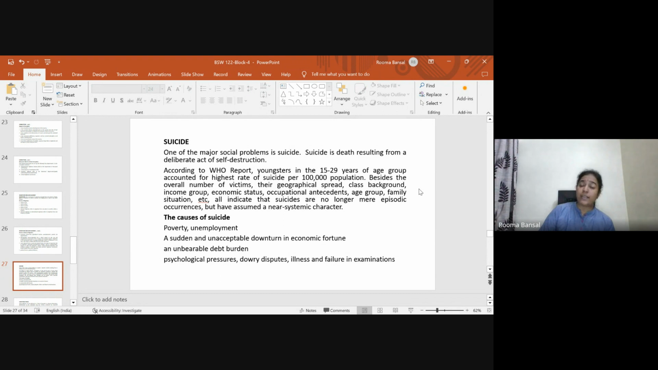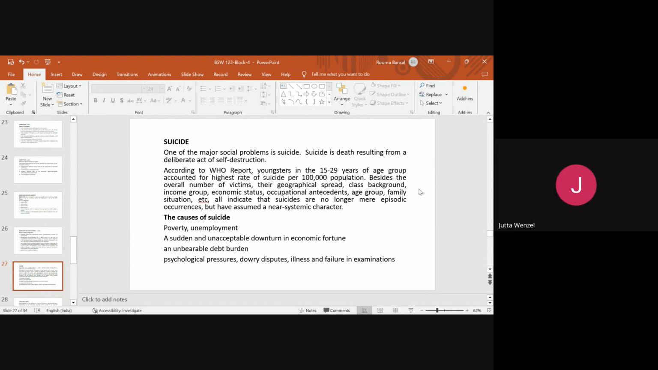Sometimes individually, sometimes collectively also. Sometimes we get the news that the whole family committed suicide. A family has four members and all have committed suicide. Why? Because they had a big loss in business, a downturn in economic fortune.